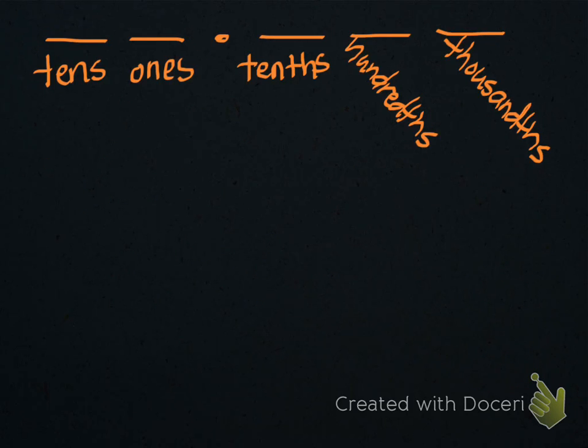Okay, so the first thing we need to do is remember our place values. We've been getting better and better at this, but let's take a look here. We have the tens and the ones. We're going to go beyond that. We're going to go into some parts, such as the tenths, the hundredths, and the thousandths.